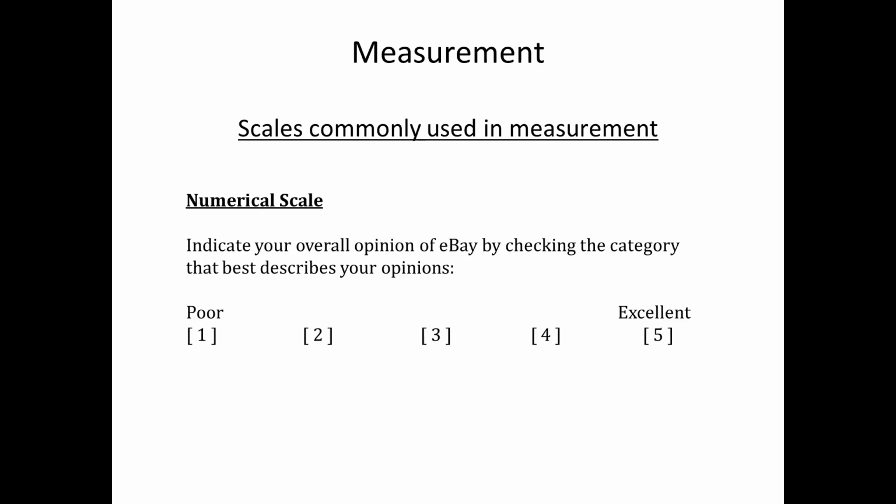Here's an example of a numerical scale, which is a scale where only the endpoints are labeled. In this example, poor and excellent. The scale points in between are not labeled. This approach of leaving the in-between categories unlabeled has certain advantages, as we will discuss later.